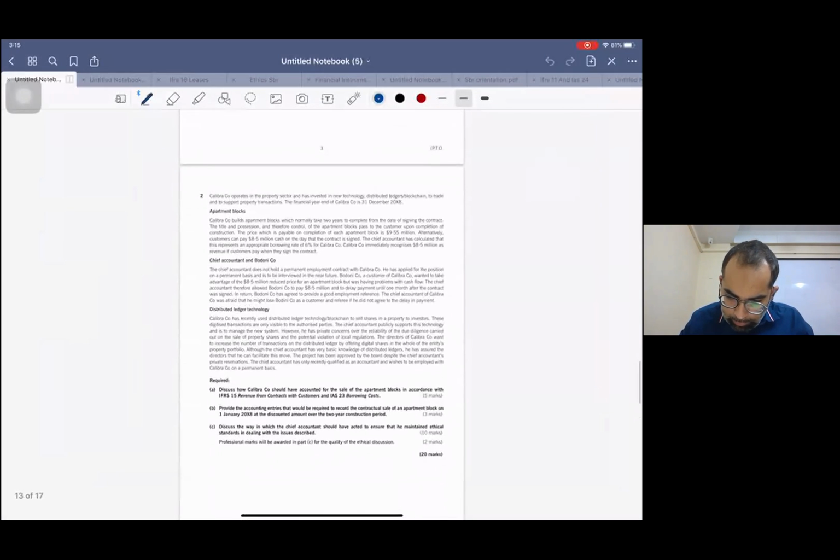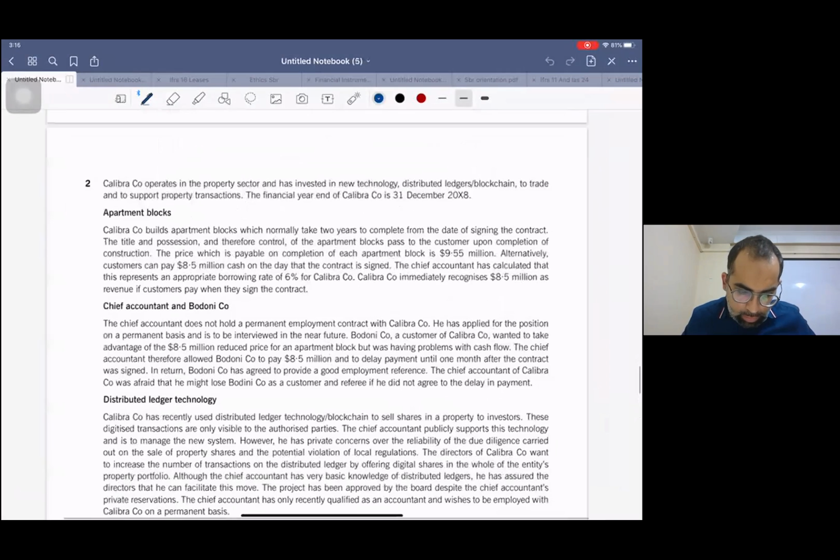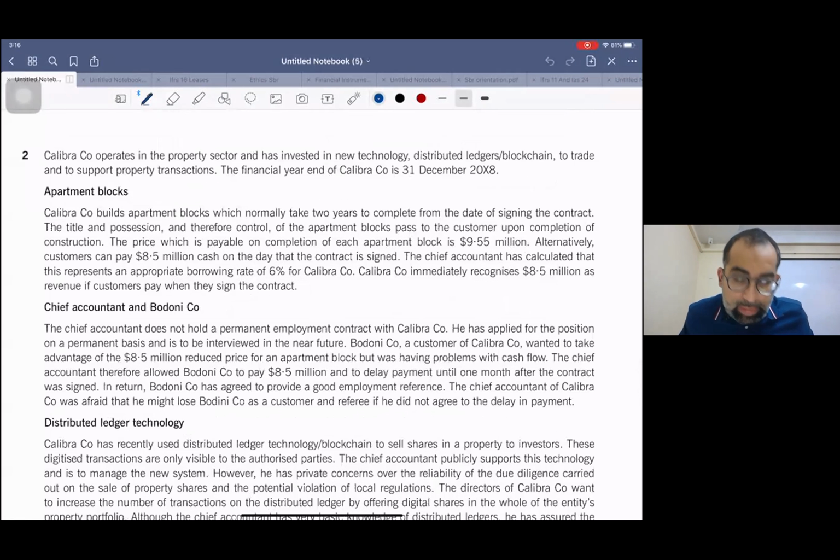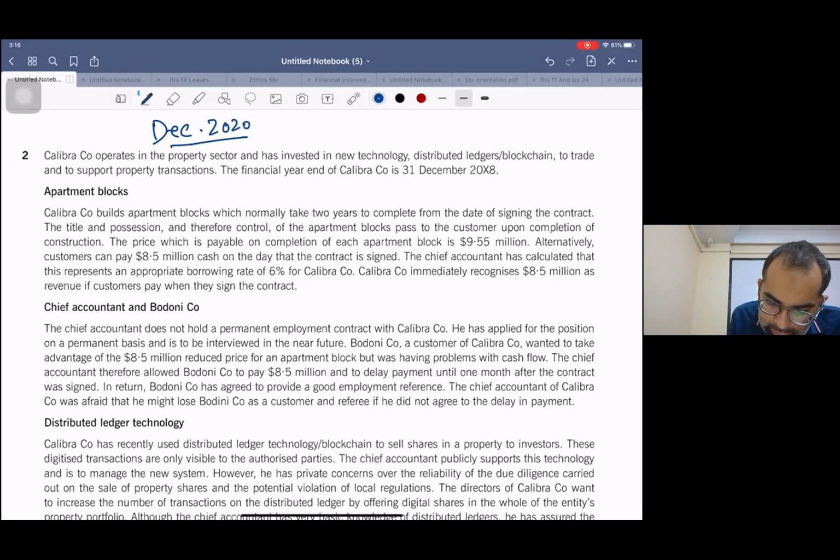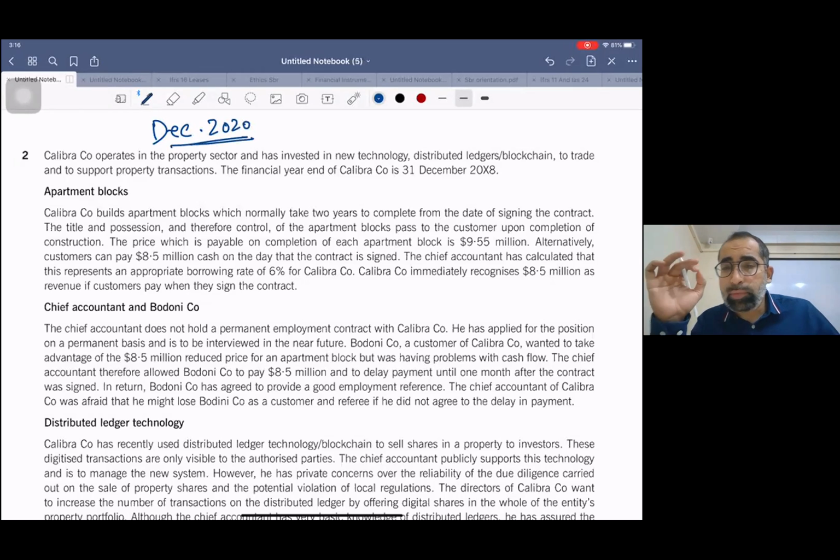Now see this. This is your question. The name of the question is Calibra, and this is the December 2020 attempt, the latest December 2020 attempt. Something related to IFRS 15 and IAS 23.